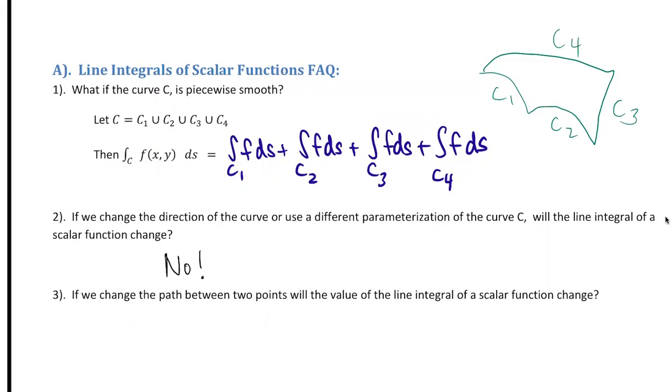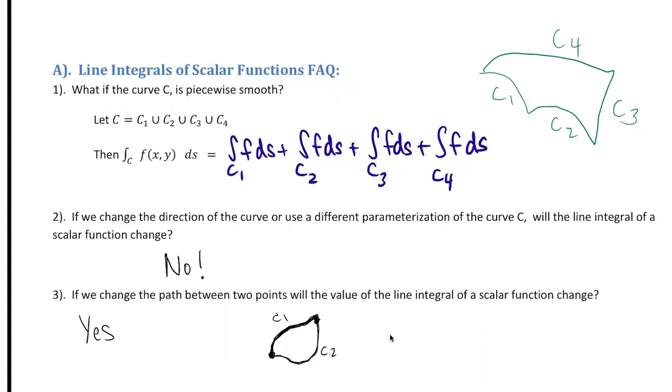Now, if we change the path between 2 points, for example, if I start here and end here versus doing this, then yes, the answer will change. You can think of it as, for example, finding the mass of this wire versus the mass of this wire. Even though they start and end at the same points, I'm integrating over a longer curve over here in C2, let alone that I haven't even thought about how my density might be changing on these curves. So I don't expect them to be the same, even if they start and end at the same points.